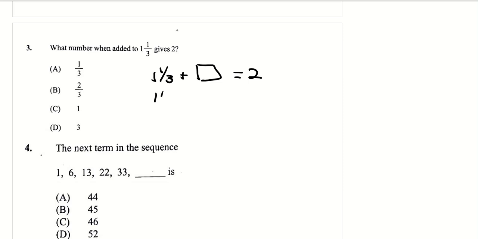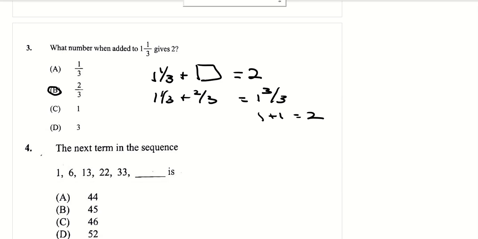Let's see, 1 and a third plus 2 thirds. You know, 1 plus nothing is 1. And because your denominators are the same, we simply add our numerators. 2 plus 1 is 3. So it'll be 3 over 3, which is a whole. So that's 1 and 1 would give you 2. So we know for a fact that B would be your answer.